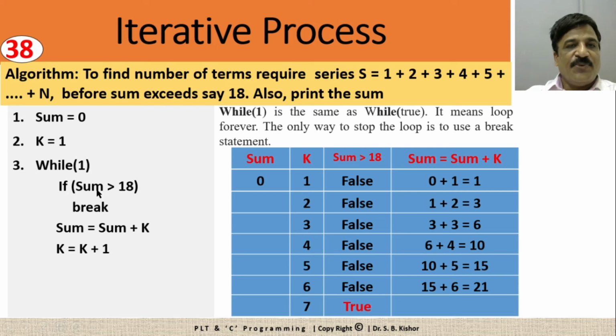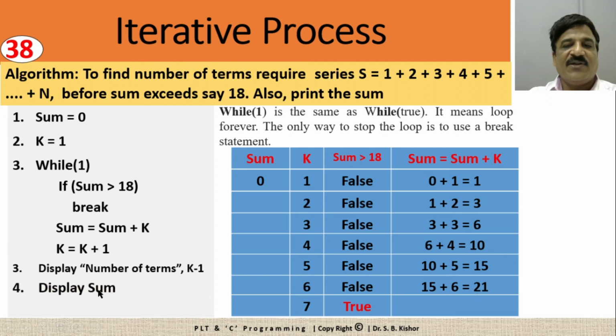The value of the new sum is 21. Is 21 greater than 18? Yes. Condition is true. True means break. So break simply terminates the current loop and control is transferred to the next statement that follows the while loop. So how many terms were required in order to cross this number? You will require only 6 terms, that is k minus 1. And finally print the sum, that is 21, and stop.